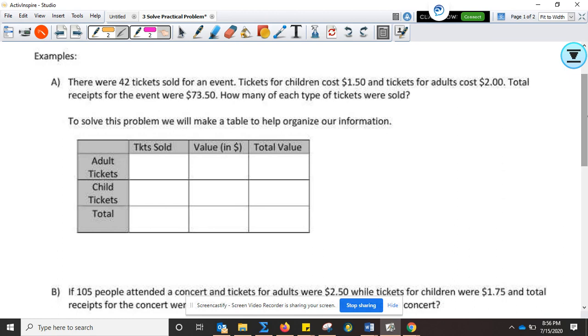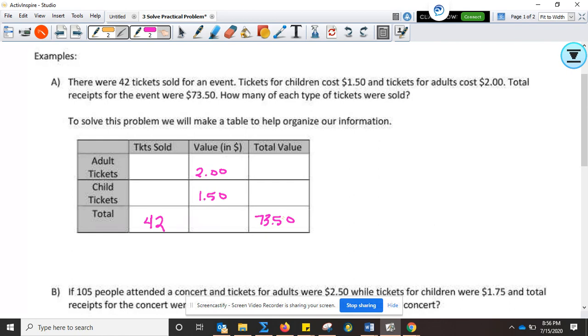There were 42 tickets sold for an event. So the total number of tickets sold were 42. Tickets for children cost $1.50. Tickets for adults cost $2. Total receipts for the event was $73.50. How many of each type of tickets were sold? Use the table that I made to help organize the information.